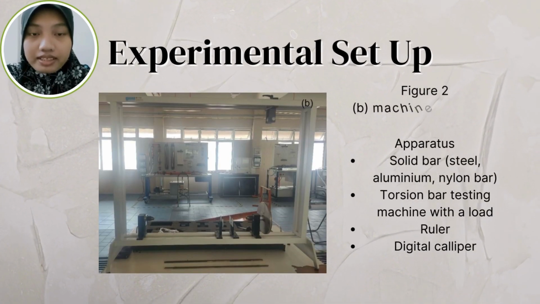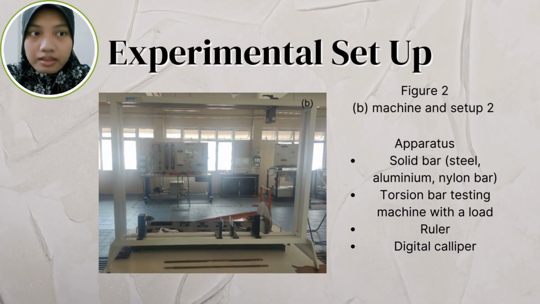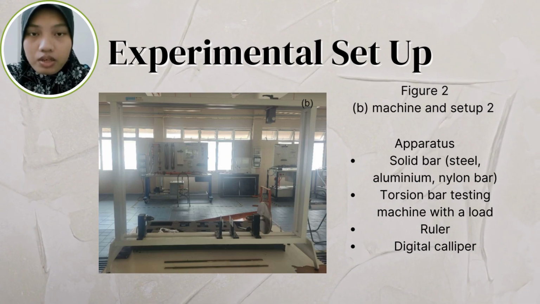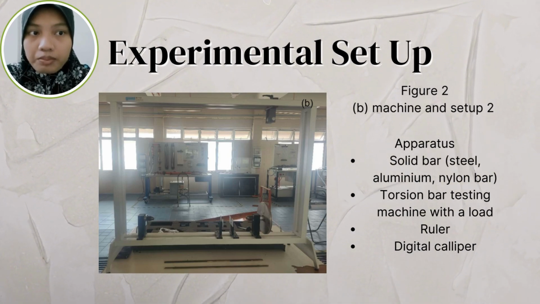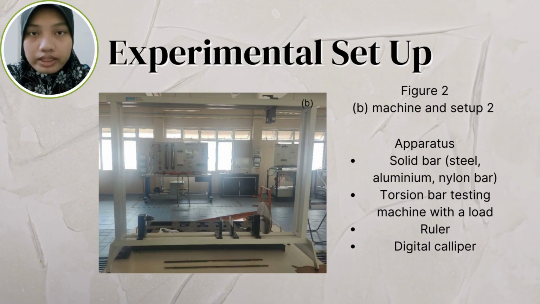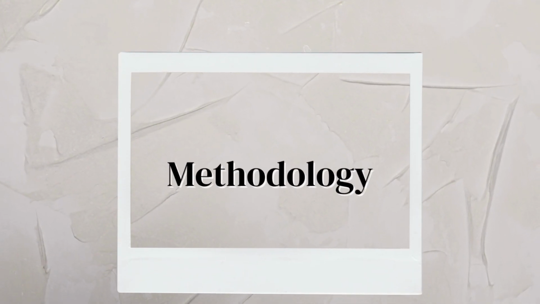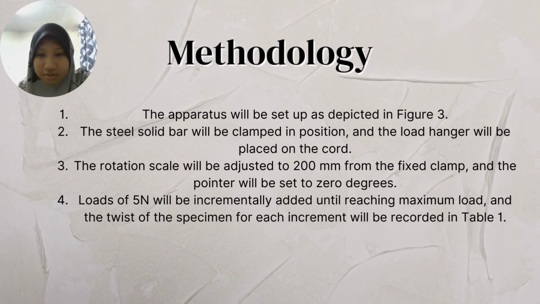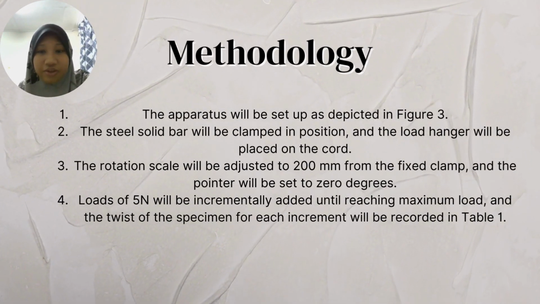Experimental setup. As depicted in figure 2, for the machine and setup, the apparatus we use are solid bars, which are steel, aluminum, and nylon bars, and then the torsion bar testing machine with a load, ruler, and digital caliper. Methodology. First, the apparatus will be set up as in figure 3.